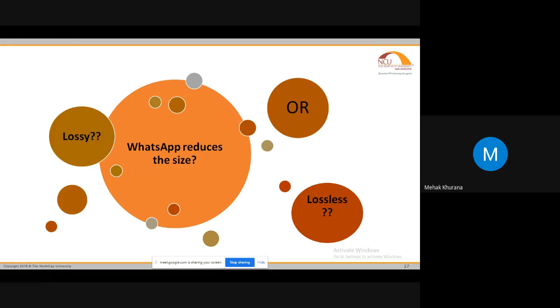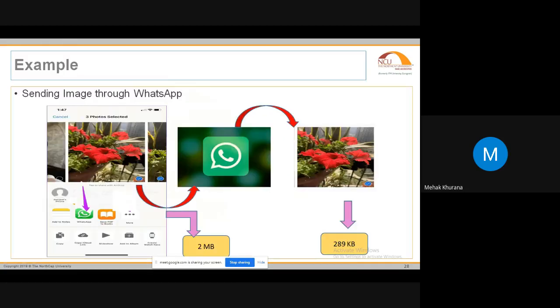But when I use another method and ask people to send my photographs through email, the quality does not reduce because it uses lossless compression. Right. So till here, does anybody have any doubt? Anybody who wants to ask something? So next please. This is the example that I've shown. This is the other example. For WhatsApp, the size we sent was 2 MB, and when the image reached the destination, it is 289 KB.